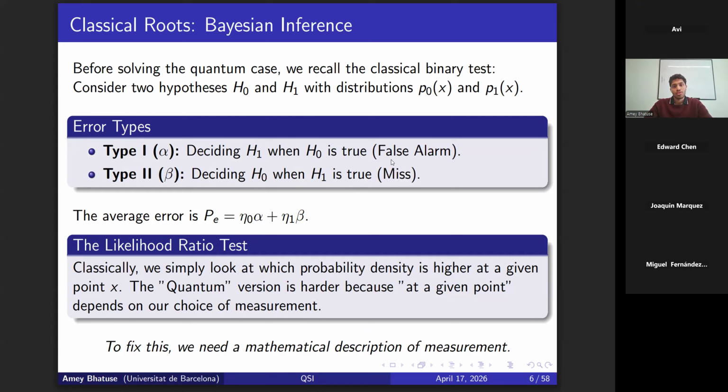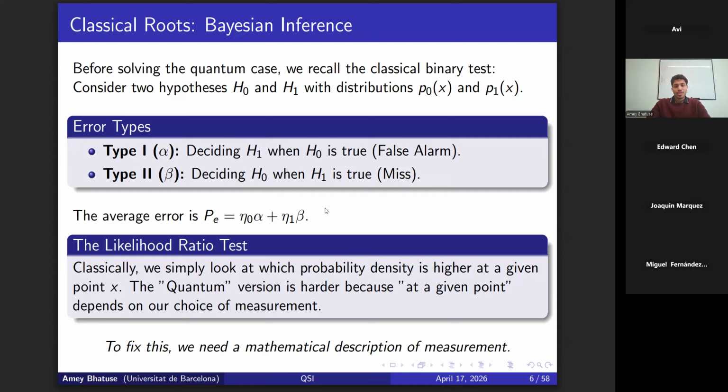So you actually gave a false alarm. And there can be another type of error where it was actually H1, but you said, okay, it is H0, which is the zero hypothesis, the null hypothesis. And so it was a miss. And we named these errors type 1 and type 2. And so the average error can be eta 0 alpha plus eta 1 beta.